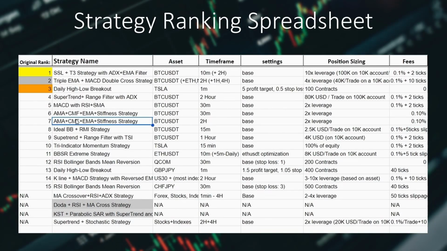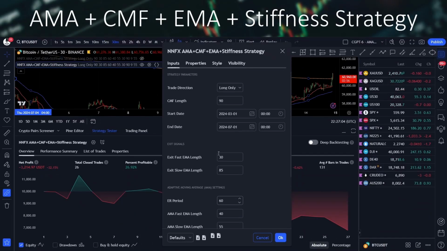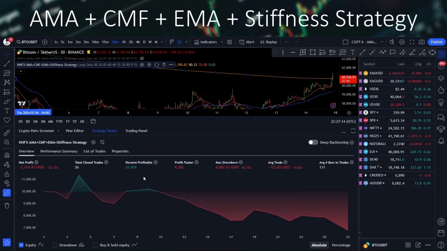Moving on, we have 2 results for the AMA plus CMF plus EMA plus stiffness strategy. It performed well on both the 2 hour and the 30 minute chart, and both of those have fees. Let's see. Here are the settings and my properties tab, and the results for the 30 minute chart first. It's pretty much similar to the previous one. We get a negative 32% net profit with 43% maximum drawdown.